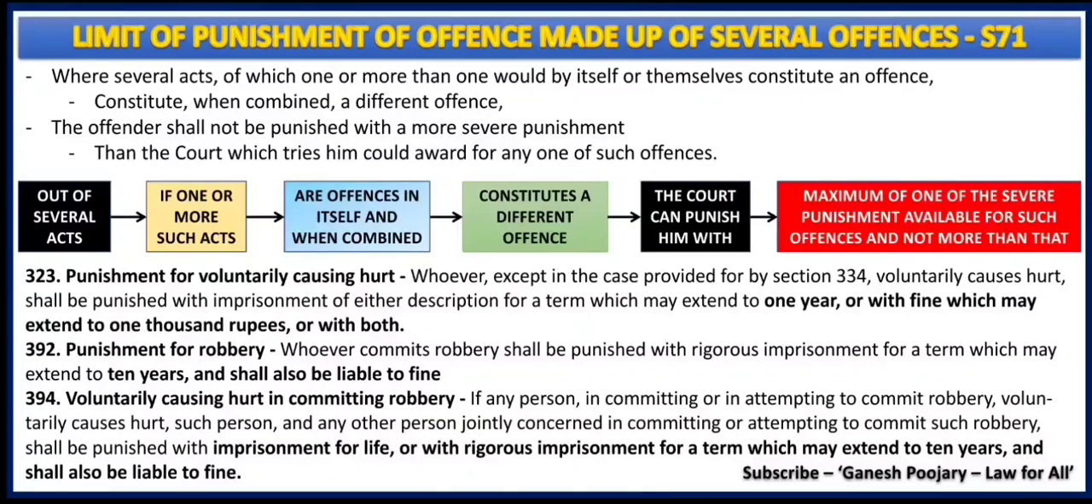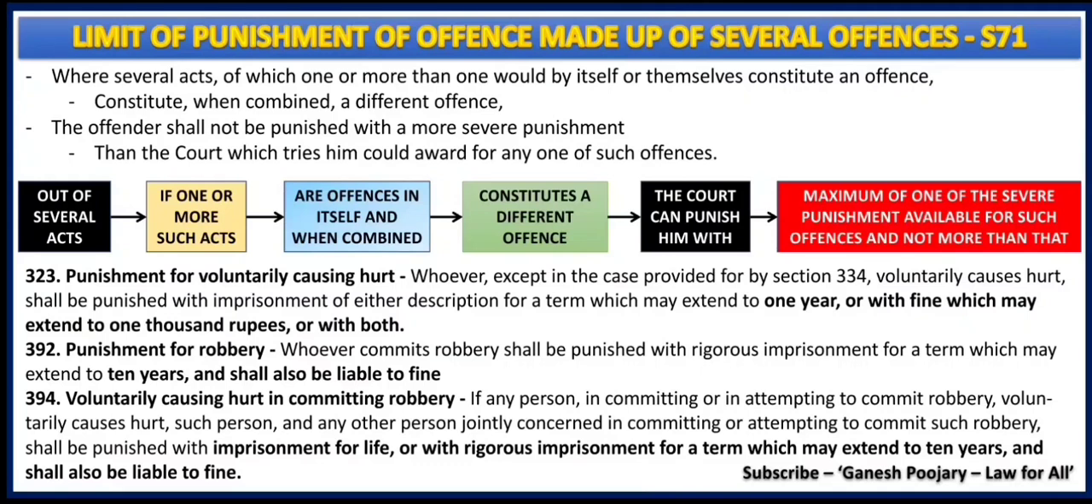The further part of section 71 goes this way. Let's go through my chart, and then again I will explain with the help of illustrations. Here what happens, out of several acts being done by the offender, one or more such acts are offenses in itself. Every act of his is a different offense, if you are seeing them separately, and if you combine them, it becomes one more offense under that particular law. In that case, the court can punish him with a maximum of one of those severe punishments available for such offenses, and not more than that.